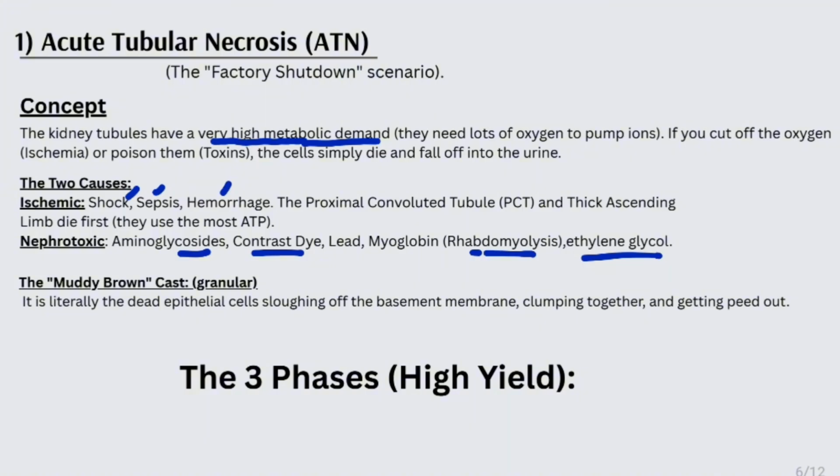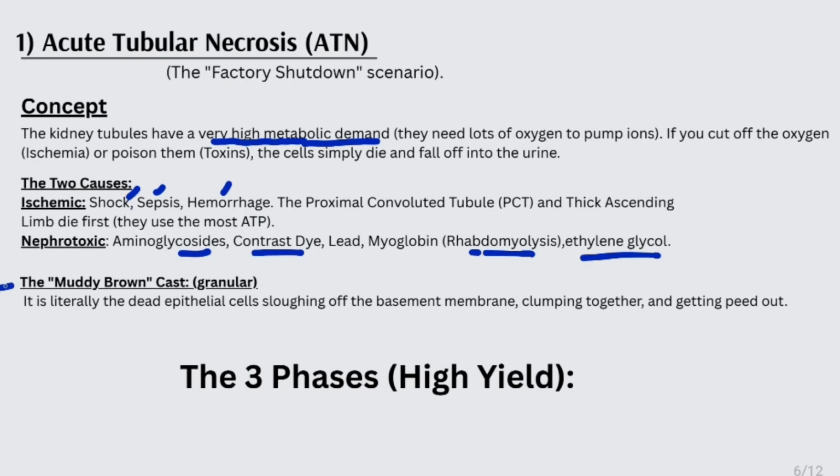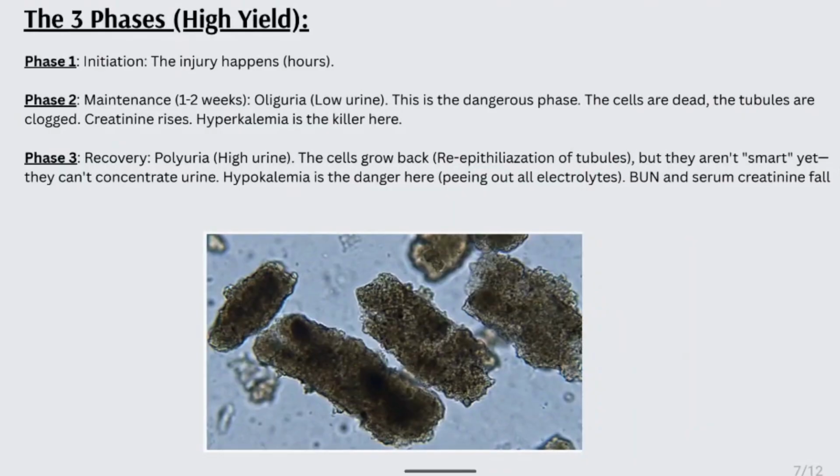On urinalysis, acute tubular necrosis is characterized by muddy brown granular casts, which represent dead tubular epithelial cells sloughing off into the urine. In exam stems, muddy brown casts in the setting of shock or toxin exposure are a strong clue pointing toward ATN. Once acute tubular necrosis occurs, it classically progresses through three phases, and the USMLE loves to test the clinical features of each phase.